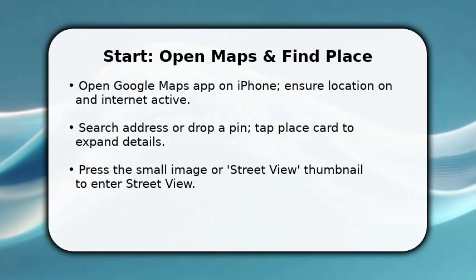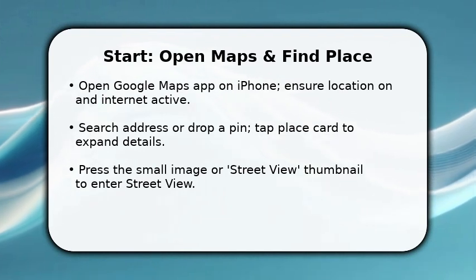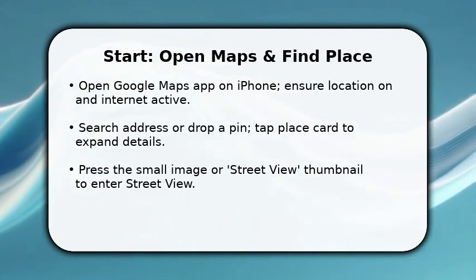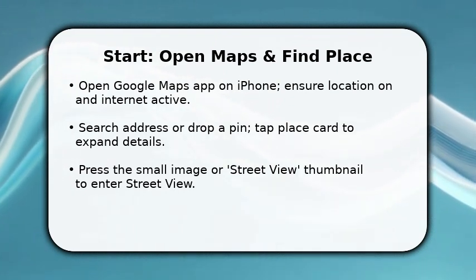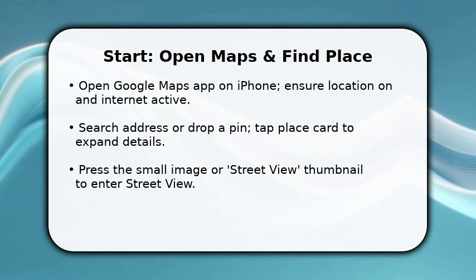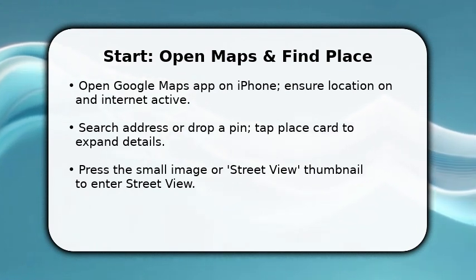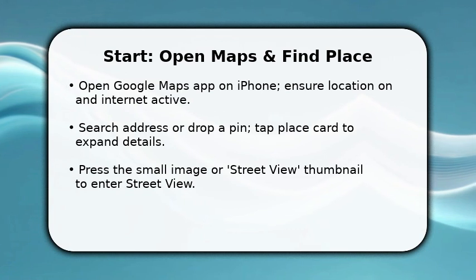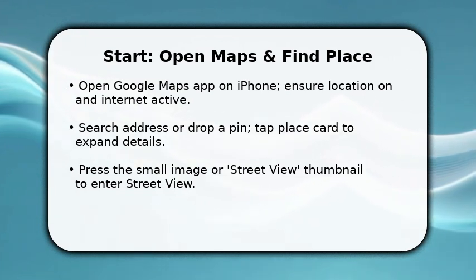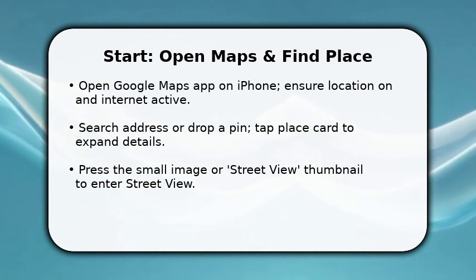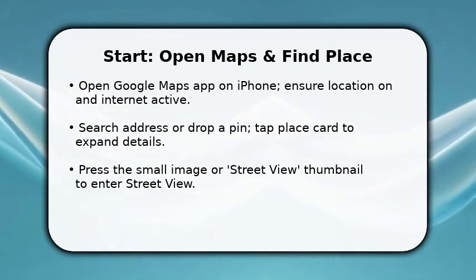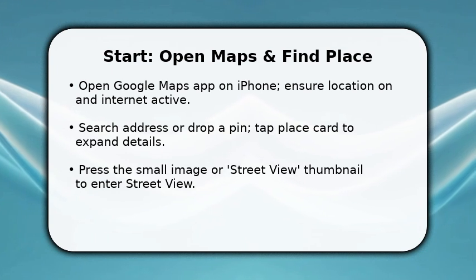You're starting in the Google Maps app on your iPhone. Make sure location services and internet are active so maps can load imagery. Search the address or long press the map to drop a pin, then tap the place card that appears at the bottom. Once the card is open, look for the small Street View thumbnail or image. Tapping that is the direct path into Street View. This step gets you into panoramic mode quickly so you can navigate the scene.